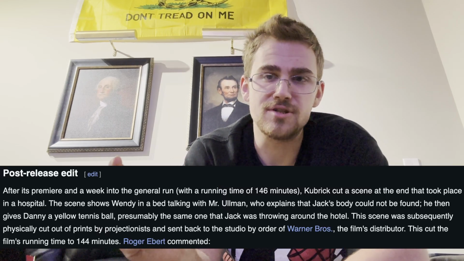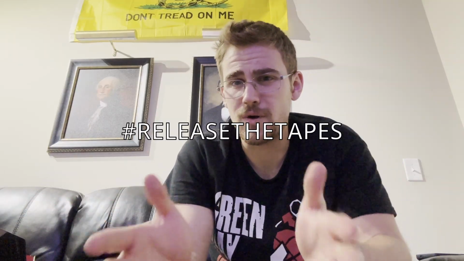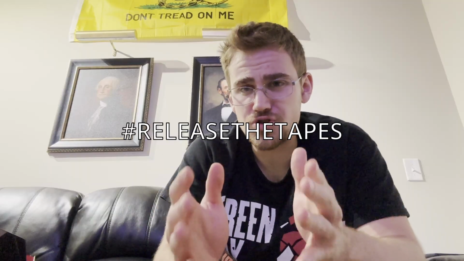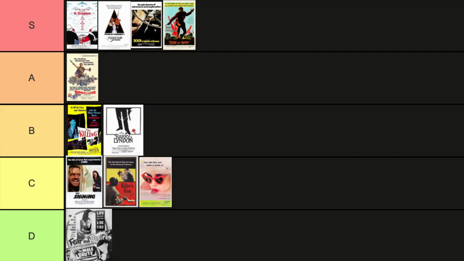Another fun fact about The Shining that makes it kind of similar to 2001, like I talked about, is there actually is a cut scene at the very end where the characters are in a hospital and it's revealed that Jack Nicholson's body was never found, implying that maybe he became some type of ghost or something. But Kubrick cut that scene out for the wider theatrical release, and the scene has never been seen again. So release that cut as well. Release the original Shining cut and the original 2001 cut, please, Warner Brothers. So I'll rank The Shining in C tier, better than Killer's Kiss.